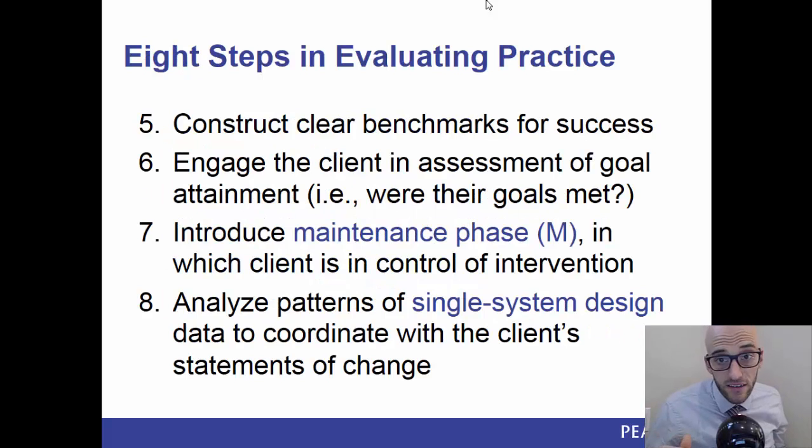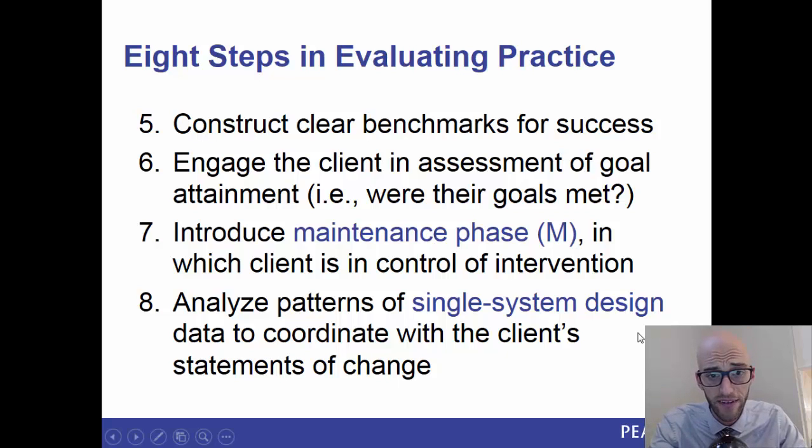So step 5 is to construct clear benchmarks for success. The textbook talks about quantifiable terms which you could use for benchmarks. But in addition to a statistically significant change, we're also going to be talking about clinically significant changes in the course, which can be meaningful to the client if they feel like they've reached their goals. Even if you do meet your goals, it's also important to engage the client to see if they feel that their goals have been met. And if they weren't, what else can be done?